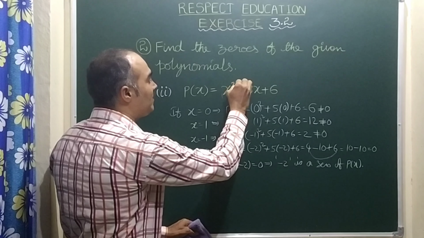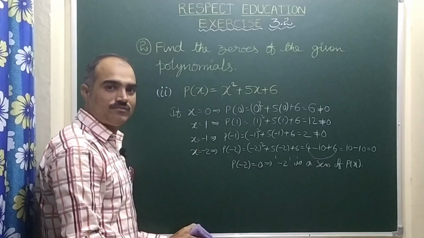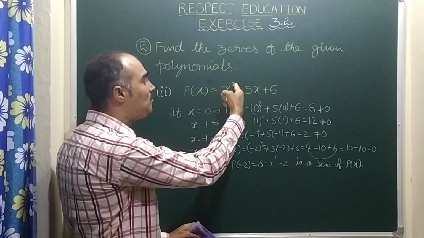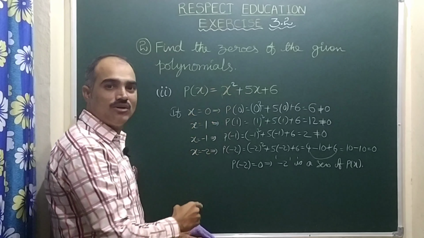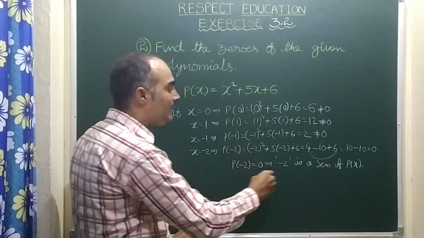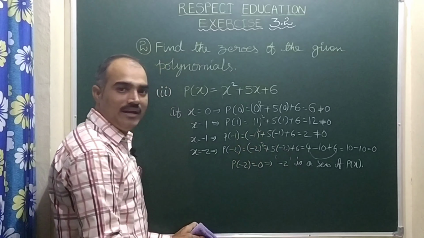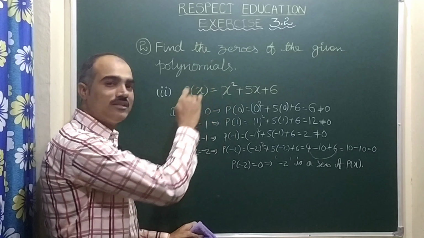This is a quadratic polynomial because its degree is 2. When its degree is 2, it will have a maximum of 2 roots or 2 zeros. Maximum 2 zeros means we can look for another zero also, because we already got one of them. It is not compulsory that it should have 2, but a maximum of 2 zeros it can have.